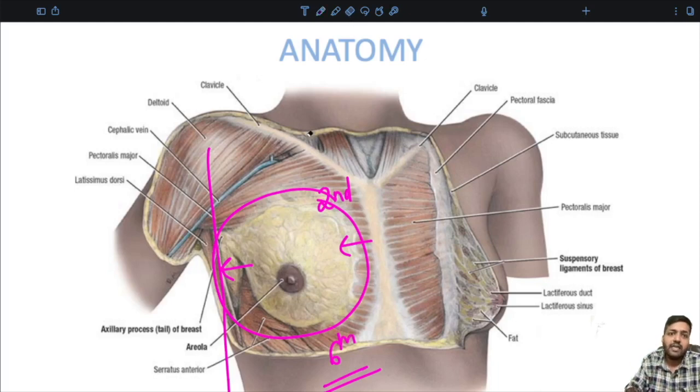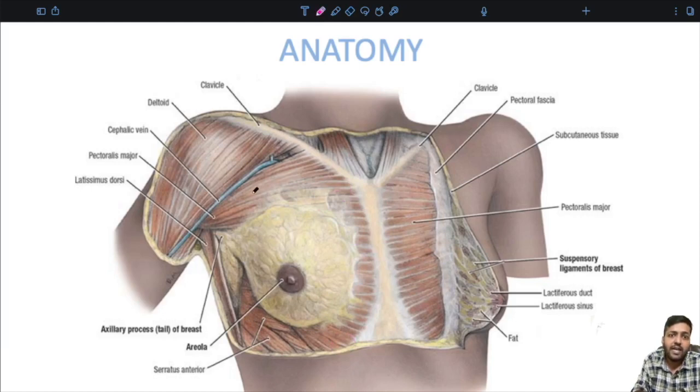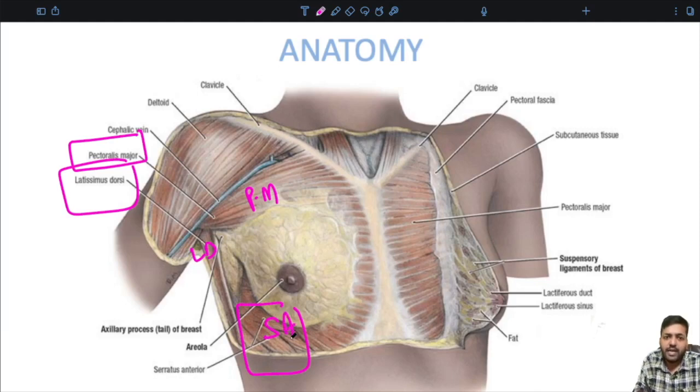Now the breast is lying on a group of muscles. So what are those muscles? Let me highlight. Over here is the pectoralis major, so it is lying on the pectoralis major. It is lying on the latissimus dorsi over here, and on the serratus anterior muscles. So this is forming the bed of the breast.